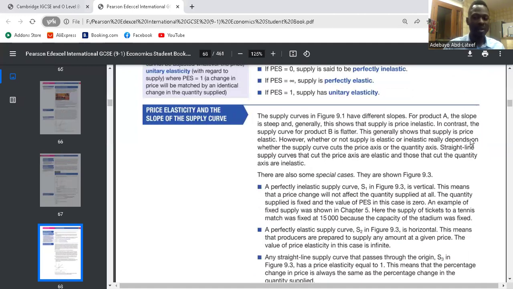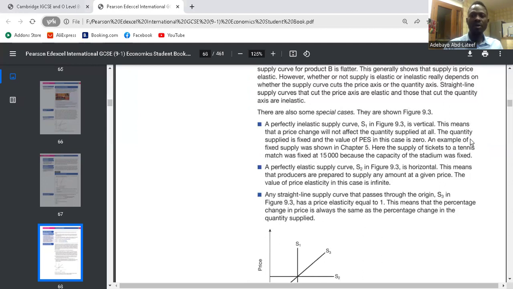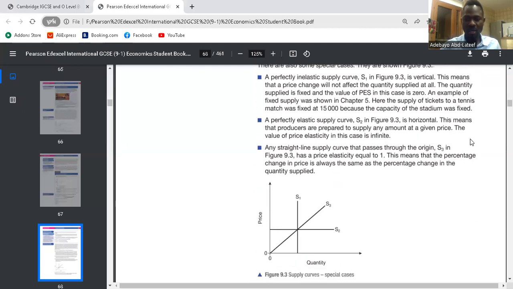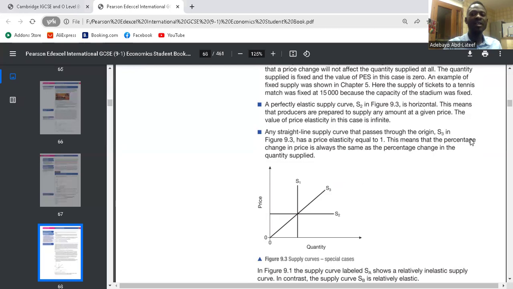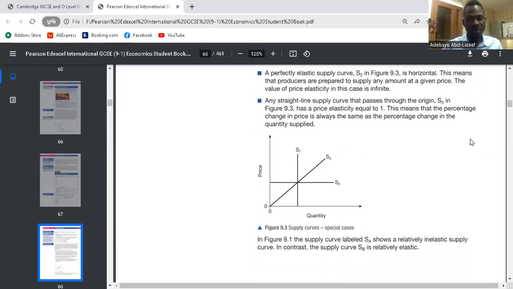So price elasticity and the slope of the supply curve. A perfectly inelastic supply curve is vertical. If it is vertical, it means you cannot change it. So vertical is inelastic. If it is perfectly elastic, it is horizontal. If it is horizontal, it is elastic. Then, if it is unitary, it passes through the origin. Look at it here. There's S1 and S2. So it passes through both. So it's going to have a point where both of them meet. There's S1, there's vertical, there's horizontal. So the straight line supply curve that passes through both the horizontal and vertical is called unitary. Is it clear? Any question about that? We'll move on.